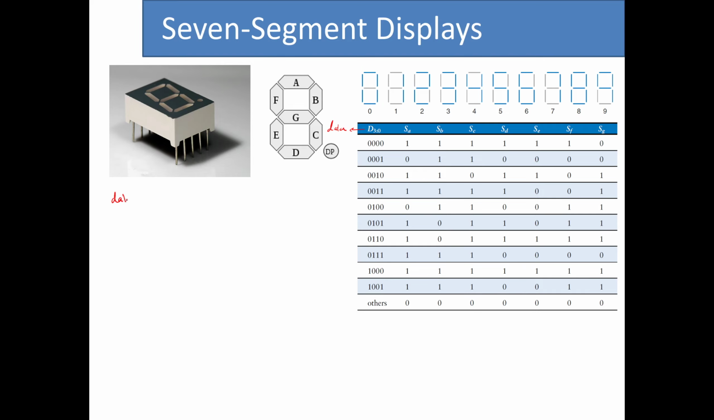So the data here, I showed it as D3:0, which is equivalent to writing it like D3, D2, D1, and D0, right? Or if you prefer, you can write it as A, B, C, and D, right? So these are all equivalent.